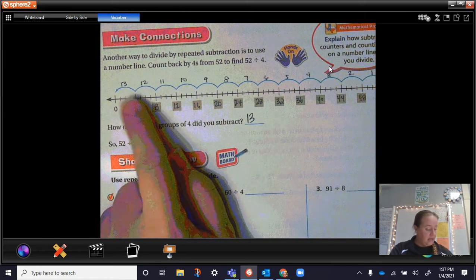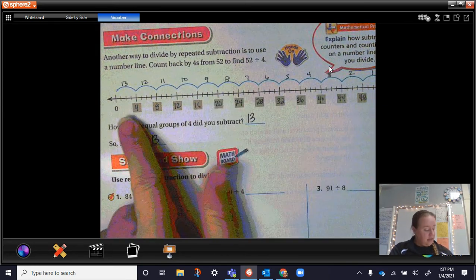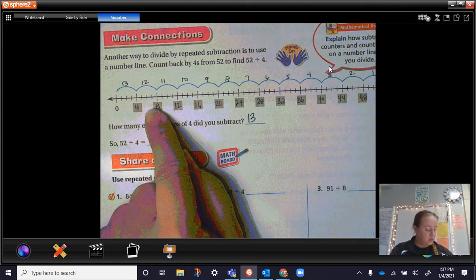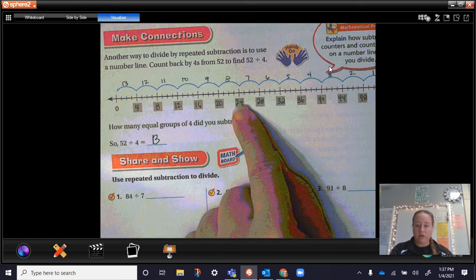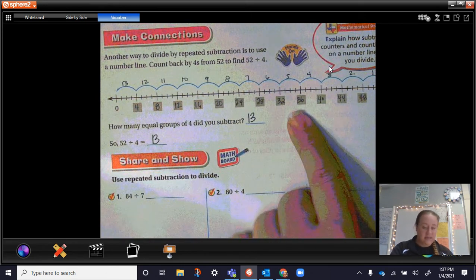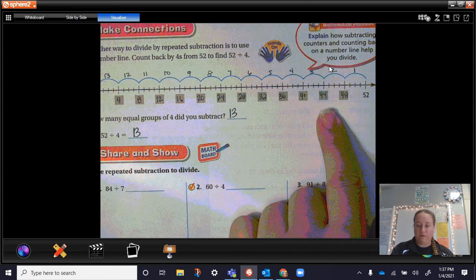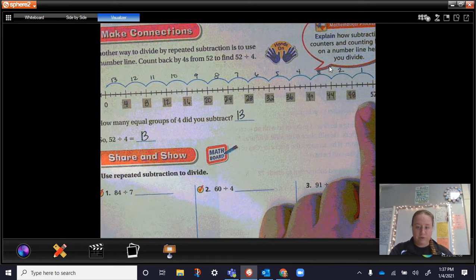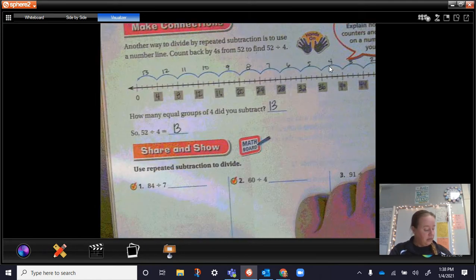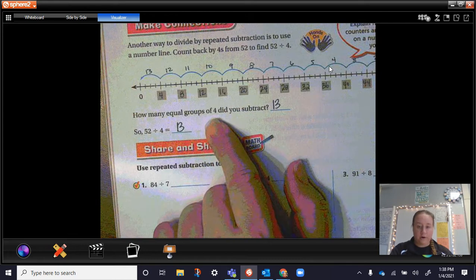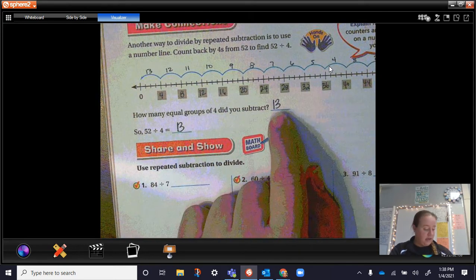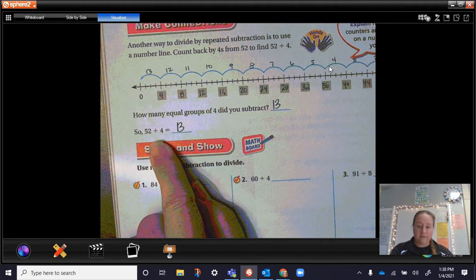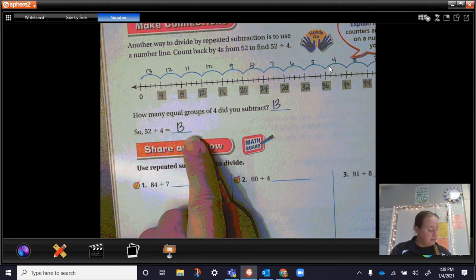And so I went ahead and I labeled those jumps. And then I labeled, when I went from here to here, that was 4, 8, 12, 16, 20, 24, 28, 32, 36, 40, 44, 48, and 52. So each time I'm counting by those groups of 4. So I filled in that bottom part. And then it says, how many equal groups of 4 were you able to subtract? That was 13 of those jumps, so I put 13. So therefore, 52 divided by 4 is 13.